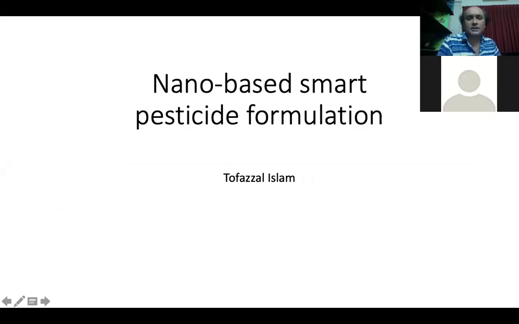Nano-based smart pesticide formulation. Pesticides are very important tools for augmenting or increasing the productivity in agriculture. There are various types of pesticides: insecticides, fungicides, nematicides, or others. They are basically synthetic chemicals, and they are hazardous to the environment, although their efficacy is very good.